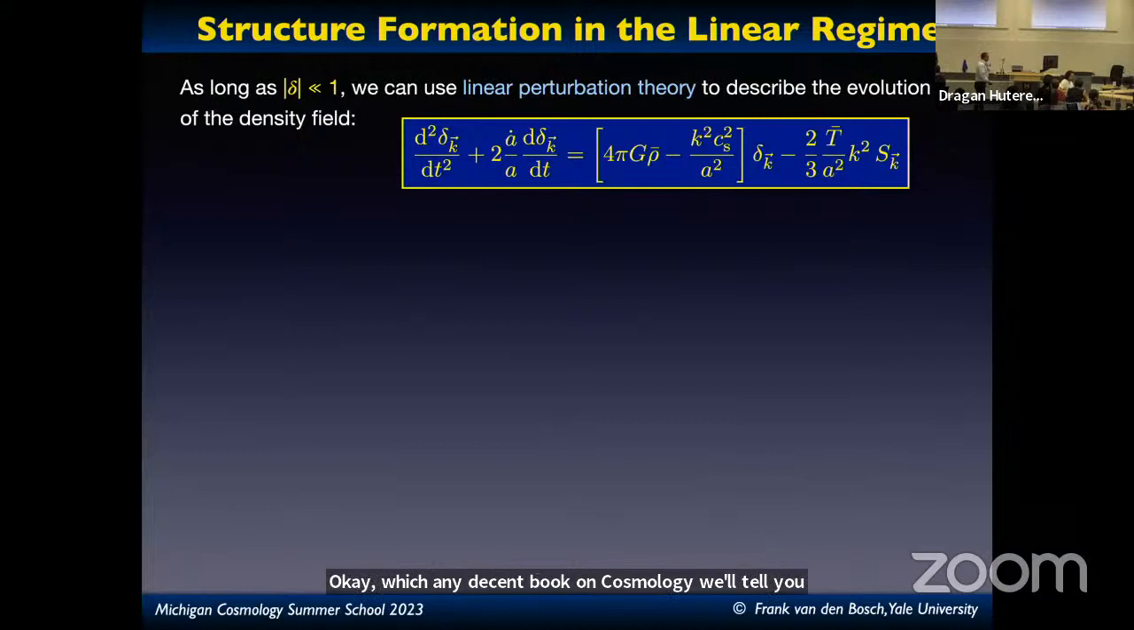Now I've done this in Fourier space here. And this is the time evolution of the amplitude of the mode with wave number k. How does it evolve? Well, let's look at the different terms.